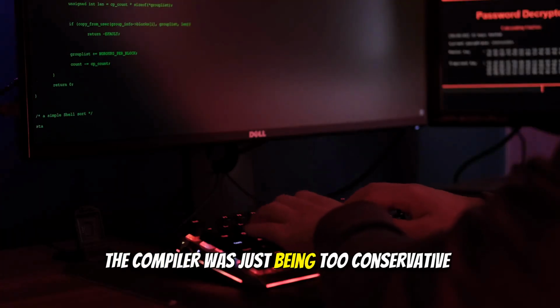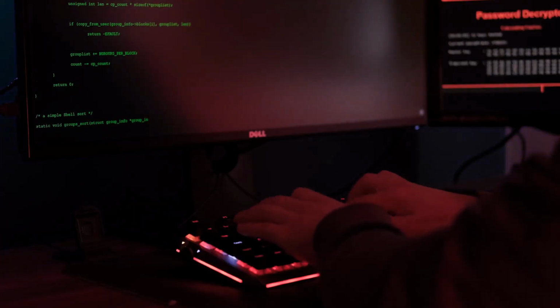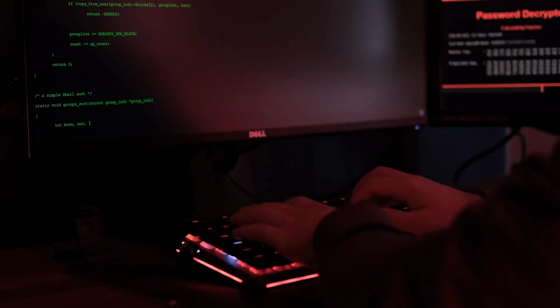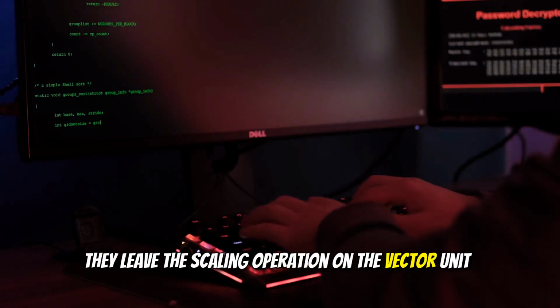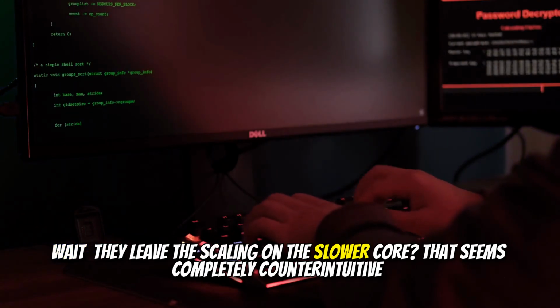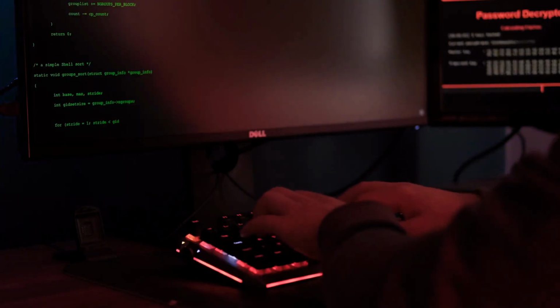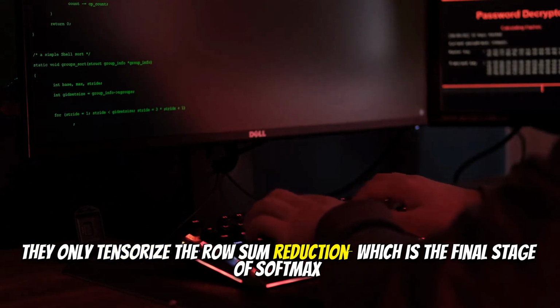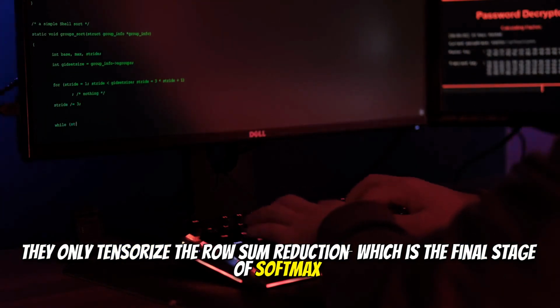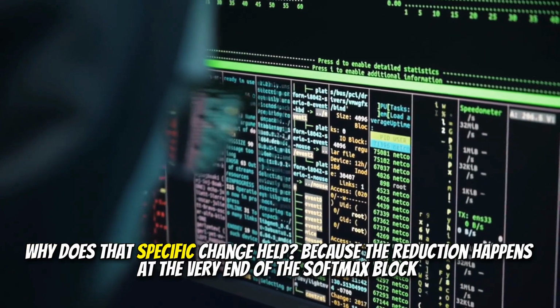The compiler was just being too conservative, so they had to compromise. On Hopper, they do not tensorize the scaling. They leave the scaling operation on the vector unit. Wait, they leave the scaling on the slower core? That seems completely counterintuitive. It's a strategic retreat. They only tensorize the row sum reduction, which is the final stage of softmax. Why does that specific change help?